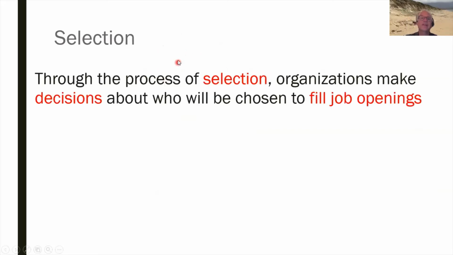Very simple slide here. Selection. Through the process of selection, organizations make decisions about who will be chosen to fill job openings. Okay, again, really straightforward. At the end of chapter 4, we talked about recruitment, getting that pool of applicants. Okay, selection then is the next step. Selection is selecting some of those people from the pool of applicants to go into the selection process, and then ultimately choosing the right candidate from that pool to fill the job opening. All right, like I said, fairly basic stuff.